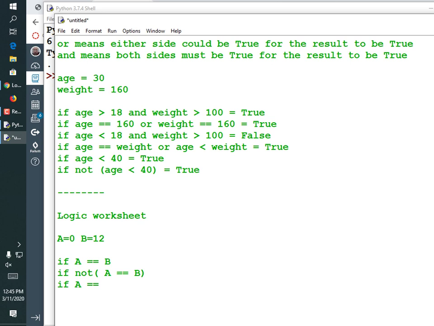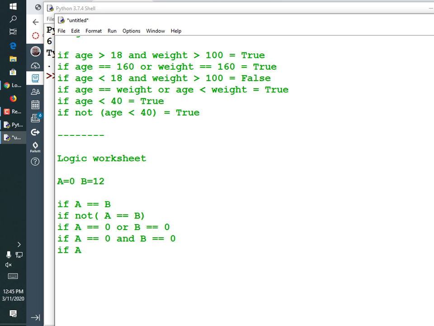So if A equals 0 or B equals 0, if A equals 0 and B equals 0, if A is less than B and A is greater than or equal to B, if A is less than B or, excuse me, A is greater than or equal to B.